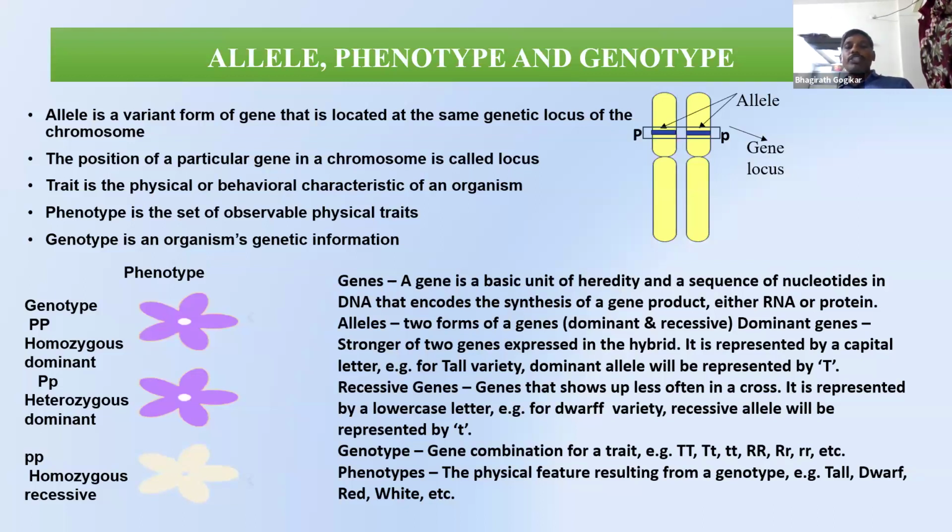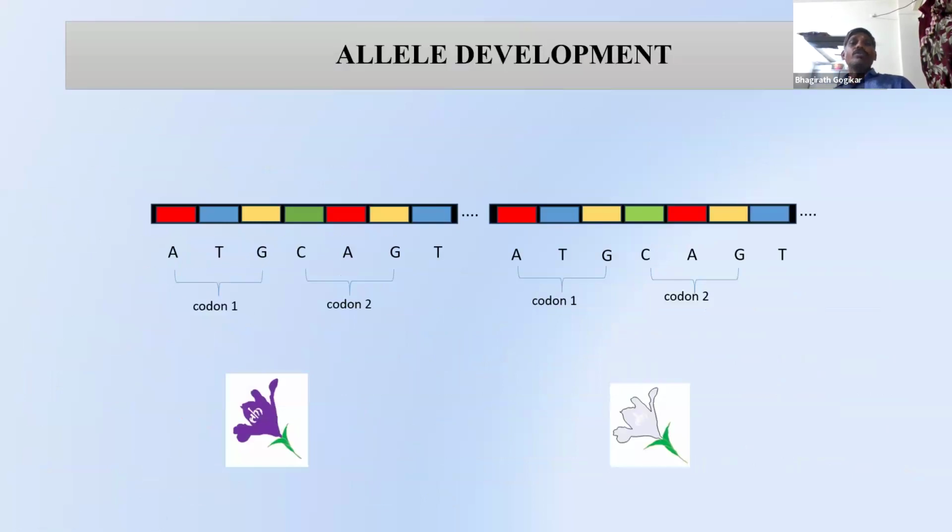Genotype is nothing but the gene combination for a trait. For example, in Mendelian genetics we studied capital T capital T, capital T small t, small t small t, like that. So these are all different types. This is called allele development. Allele development, for example, we can see here.